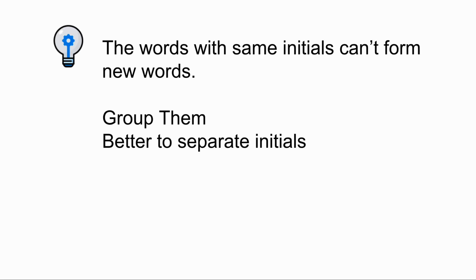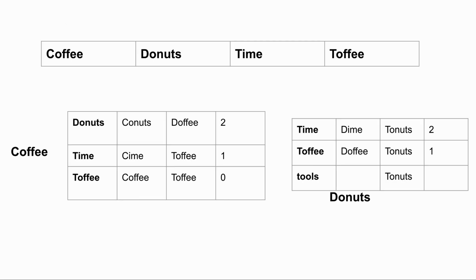So, what are we first doing? We are grouping the words according to their initials. And the second thing is it is a better idea to separate the initials and group them. For example, we form a group with C and we will have all the words that are starting with C. Similarly, we will have D and all the words that are starting with D. But the thing is, we can separate the prefix and the suffix.